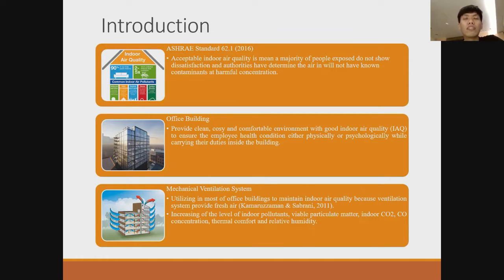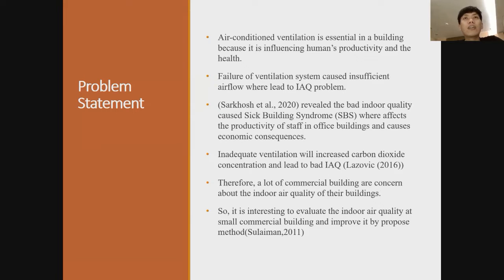An increase in the level of indoor air pollutants, such as particulate matter, indoor CO2, and carbon monoxide concentration, as well as thermal comfort and relative humidity, all of this will affect the comfort of the occupants. In this study, air conditioning ventilation is essential in a building because it influences human productivity and health. Failure of the ventilation system, causing insufficient airflow, will lead to IAQ problems.